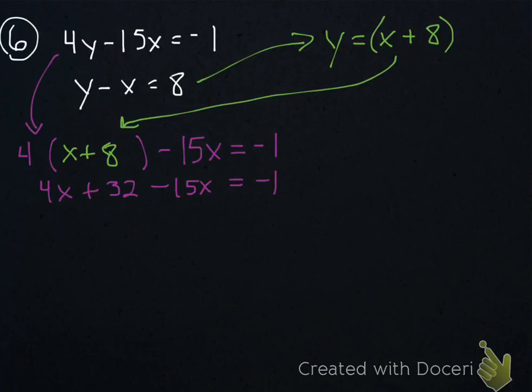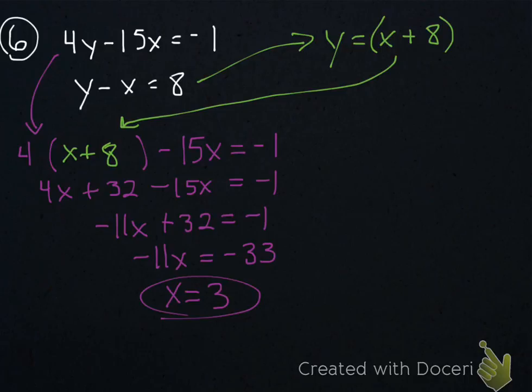Combine like terms. Negative 15, positive 4 gives me negative 11x. Plus 32 equals negative 1. Oh, that's a plus. Got to move it to the other side and turn it into a minus. And minus 32 and minus 1 gives me minus 33. Divide by negative 11 and x equals 3.